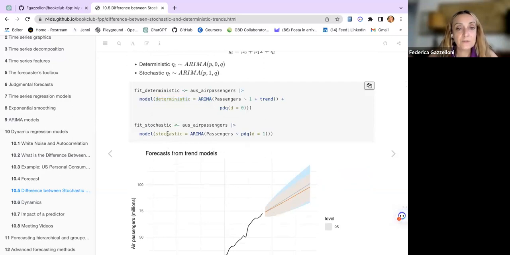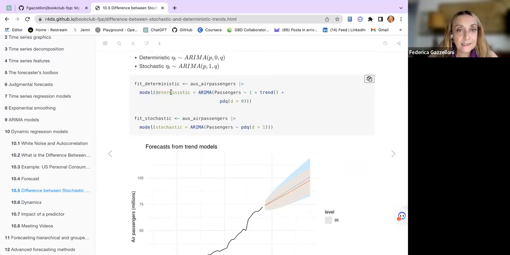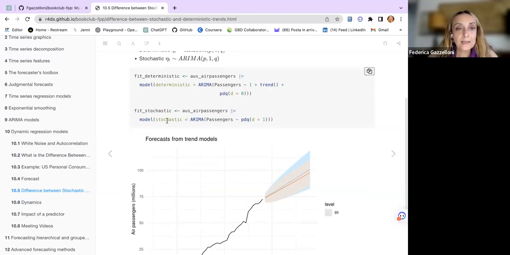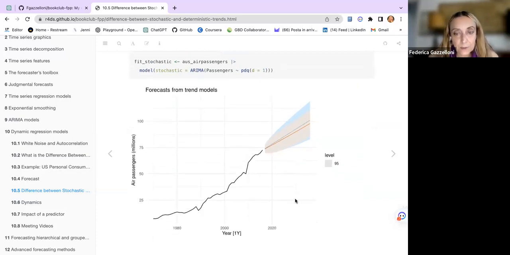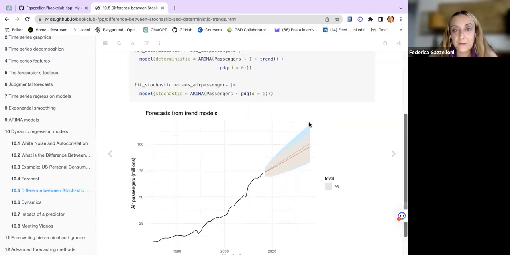So here we see a quick visualization of an application of deterministic ARIMA and an application of stochastic ARIMA. Here we see that the deterministic one has a trend, and our PDQ is equal to zero. Our difference, basically, is equal to zero. Within the stochastic model, we set it to one. So here we expect no changes, while here we expect changes within one period. In this visualization, we can see that the bluish one is wider than the orangish one.